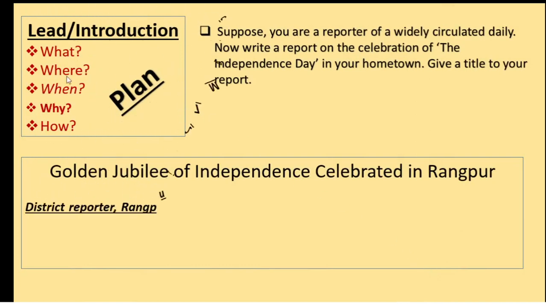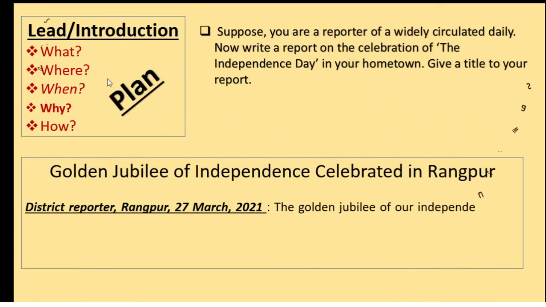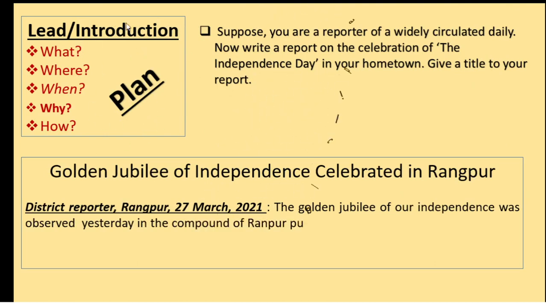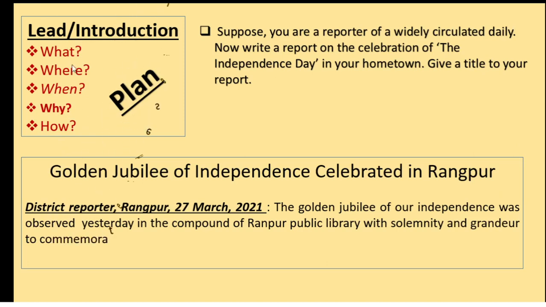First, the introduction or the lead. My dear students, in my last class I discussed how to write an introduction or the lead. I told you to include the answers of these 5 questions in the lead or the introduction. What is the report about? Where did the incident take place? When did the incident take place? Why did the incident take place? And how did it happen?